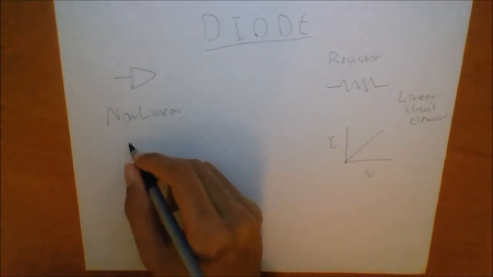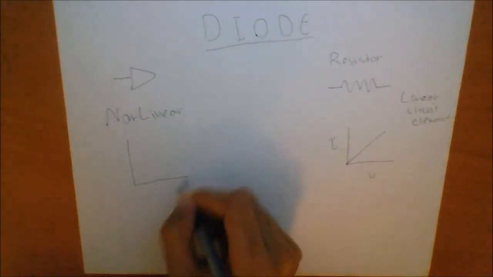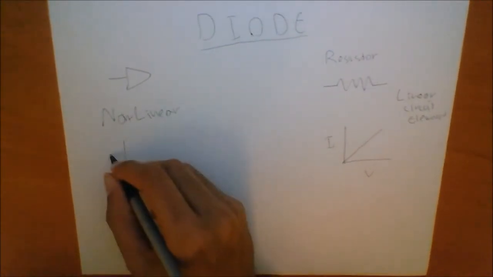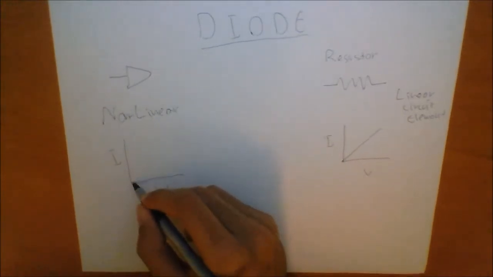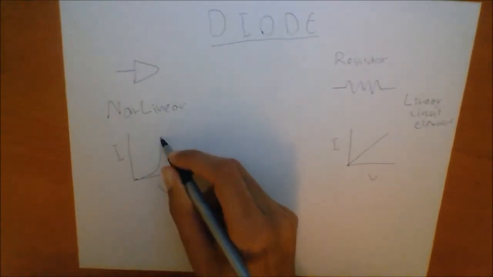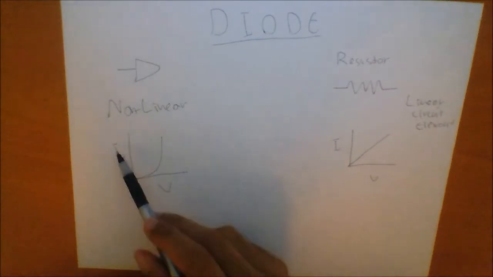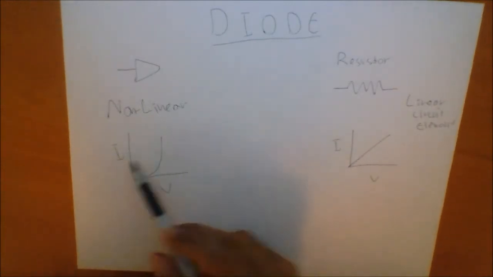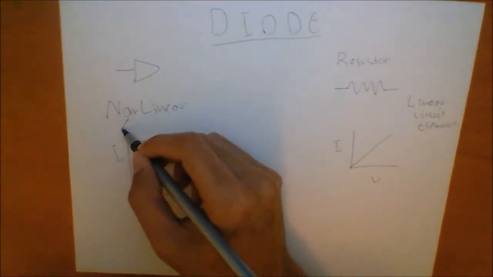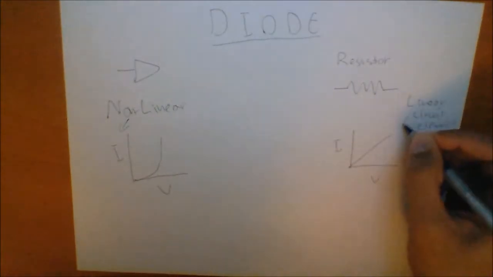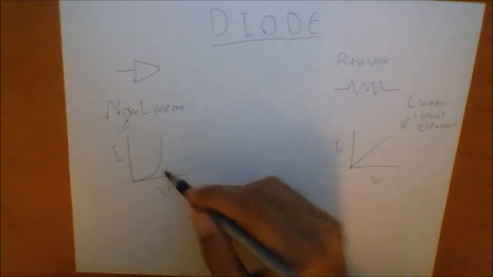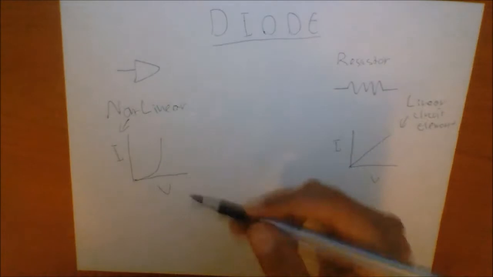Now you look at a diode. You look at the voltage across the diode and the current, and you'll get something like this. As you apply voltage across the diode, this is how it will affect the current. Now this is why the diode is nonlinear. Next, I'll explain this graph and why it's so important to how a diode functions.